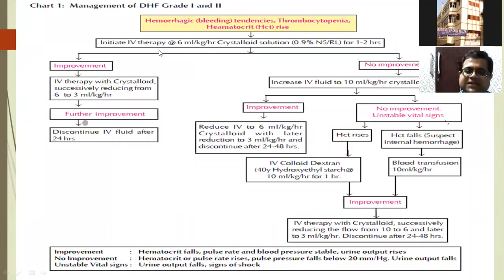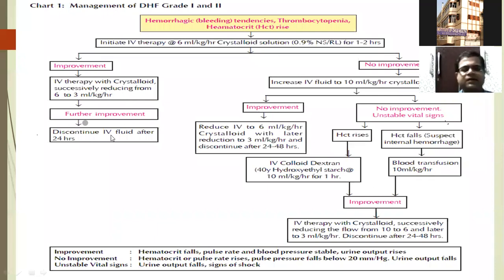You just start the IV therapy as 6 ml per kg per hour crystalloid solutions. What are the solutions available? Normal saline or RL for 1 to 2 hours. After 1 to 2 hours, you assess for clinical improvement. If there is improvement, IV therapy with crystalloid, successively reducing from 6 to 3 ml per kg per hour over the next 12 hours.